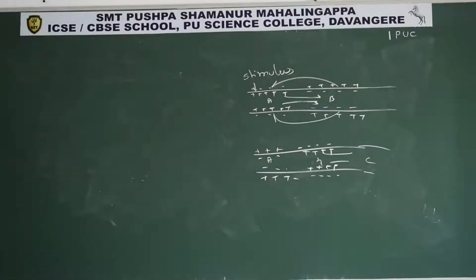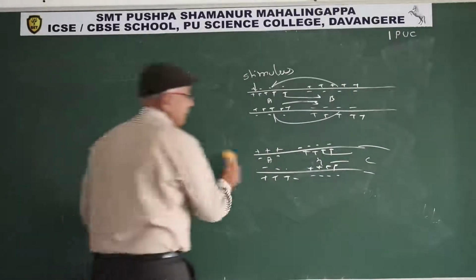So the next question is transmission of nerve impulse across a chemical synapse.